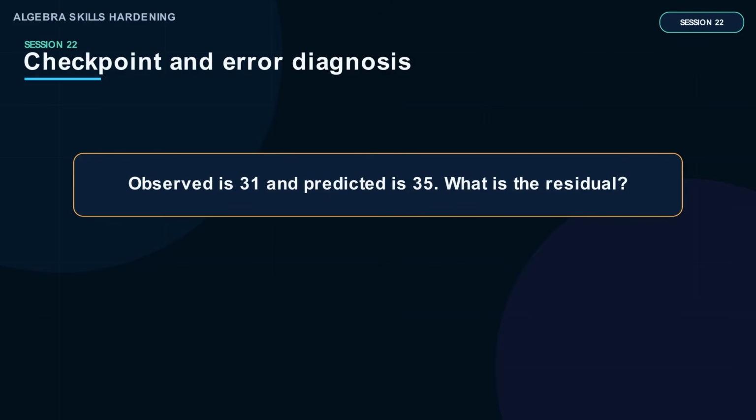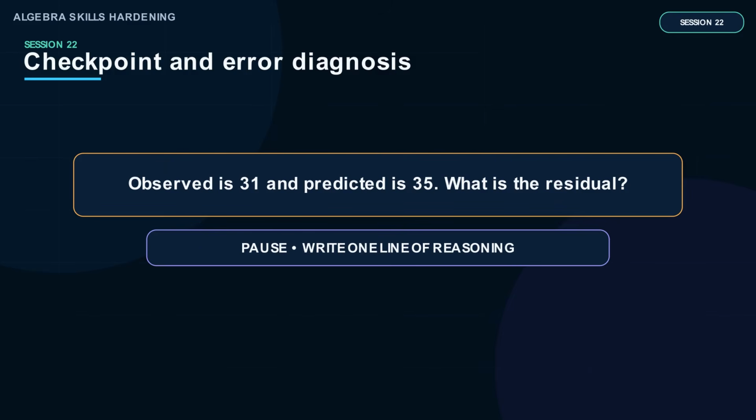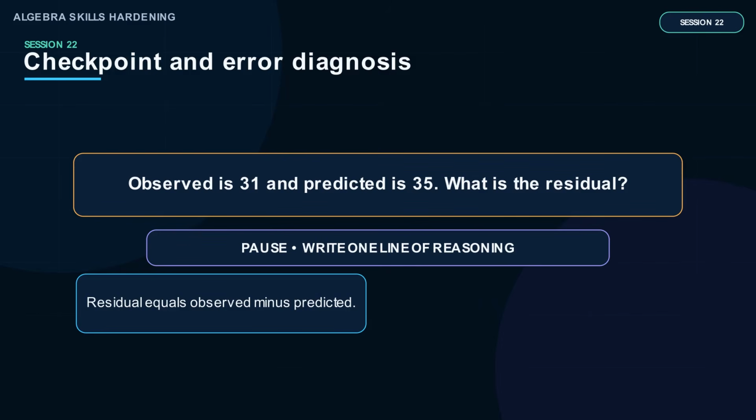Try this checkpoint without copying the example. Observed is 31 and predicted is 35. What is the residual? Decide which mathematical fact controls the answer. Write one line of reasoning before you commit. A visible decision is easier to inspect and correct. A focused hint: residual equals observed minus predicted. Use it to repair your setup rather than guess. An accepted answer is -4. Explain why it works and name the first step that would expose a common error.